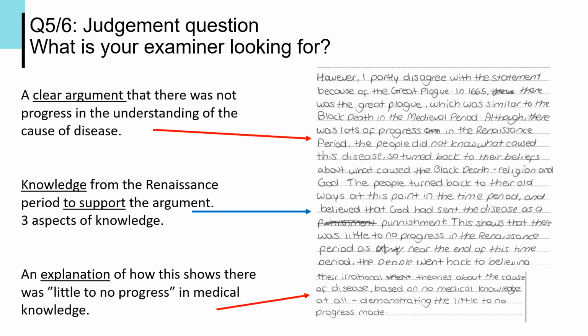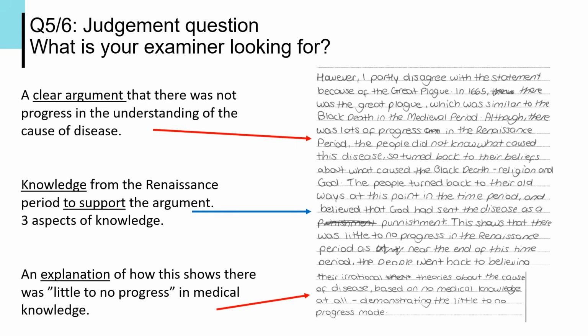So what will your examiner be looking for when they mark your answer to the judgment question? They will be looking for clear arguments in relation to the question. And here we have an extract from an answer that scored highly last summer. This answer has argued that there was not progress in the understanding of the cause of disease. Your examiner will be looking for knowledge to support your arguments. And across your answer, they will be looking for three aspects of knowledge.